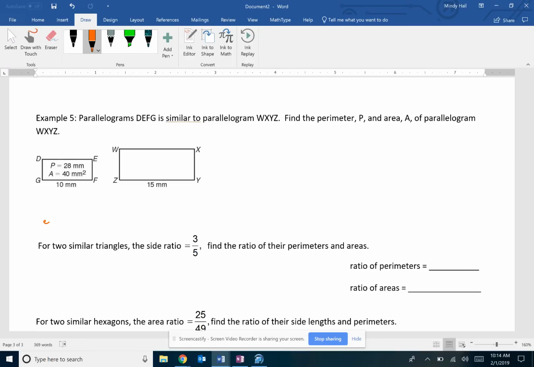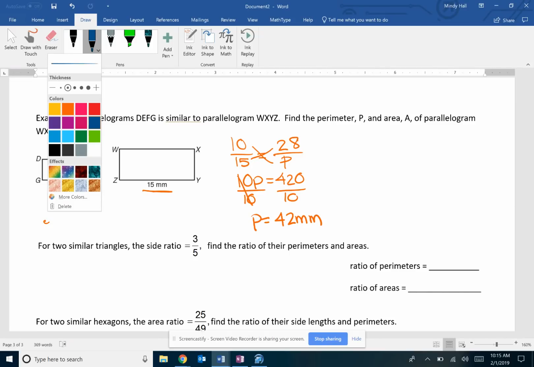Setting this up, again, perimeter, it's going to be the same. We're going to use these side lengths to help us. So I'm going to have 10 over 15. And again, I started with the small, so now I'm going to have my known perimeter 28 on the top over P instead. Again, if your proportions set up differently, that's okay, just as long as you have 10 times P is equal to 420. And then to solve, we just divide by 10, and we get that P is 42 millimeters, our perimeter.